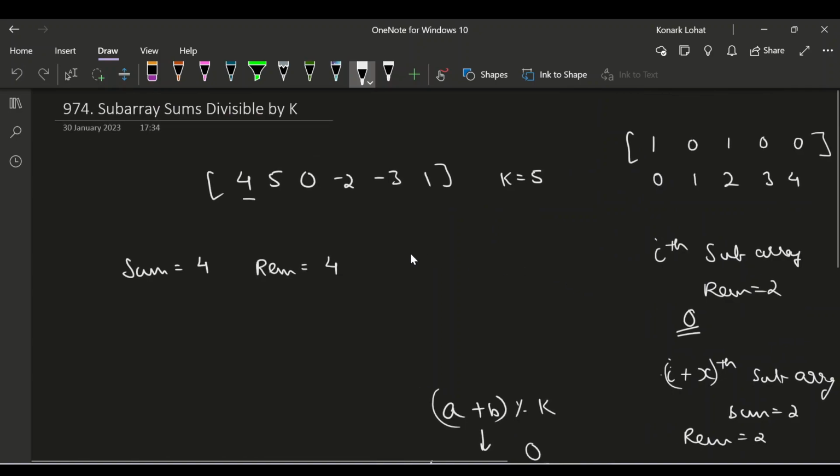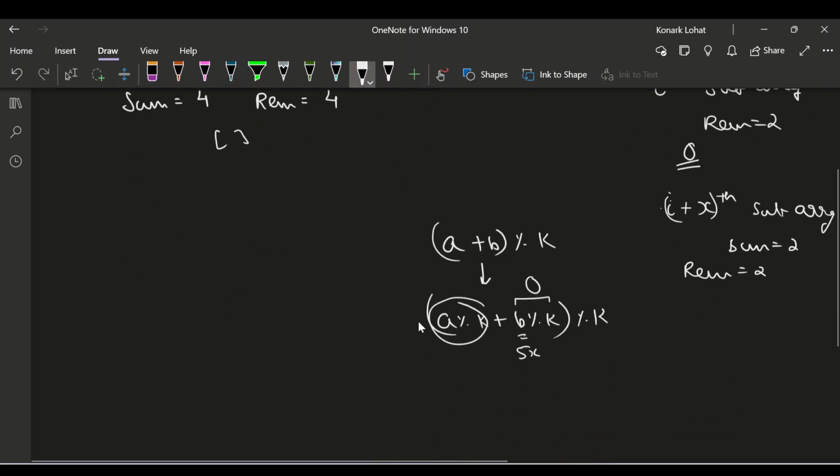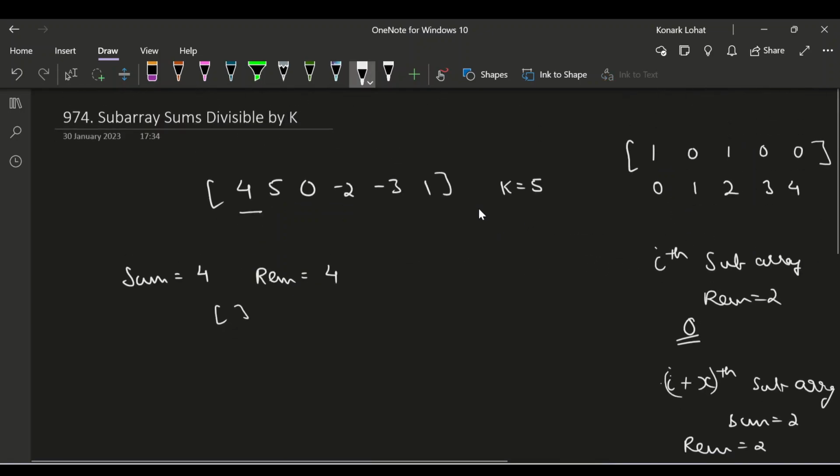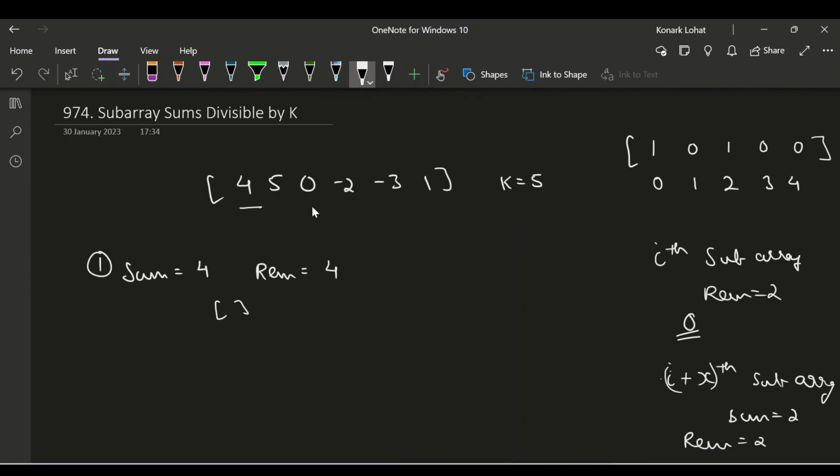And now I think it's clear why everything is initialized with 0 except the 0 remainder, and we are incrementing the array and adding them, right? Now we are at 4, now we are at 5. Okay, so at 4 what you will observe is that the remainder is 4, and there is no subarray that will give you the answer, right? There is no subarray that will give you the answer.